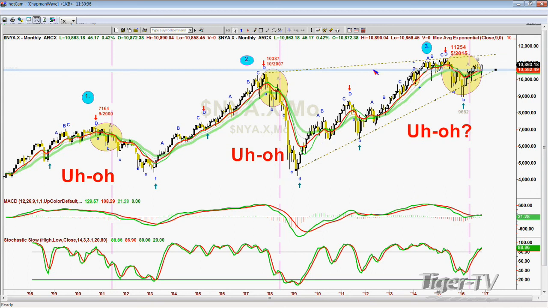It's a very long-term monthly chart. I'm going from the top of October of 2007 at 10,387. And because there are so many points of contact, I'm using all the points of contact in the late 2014 peak. A, B, C, and a quick D.